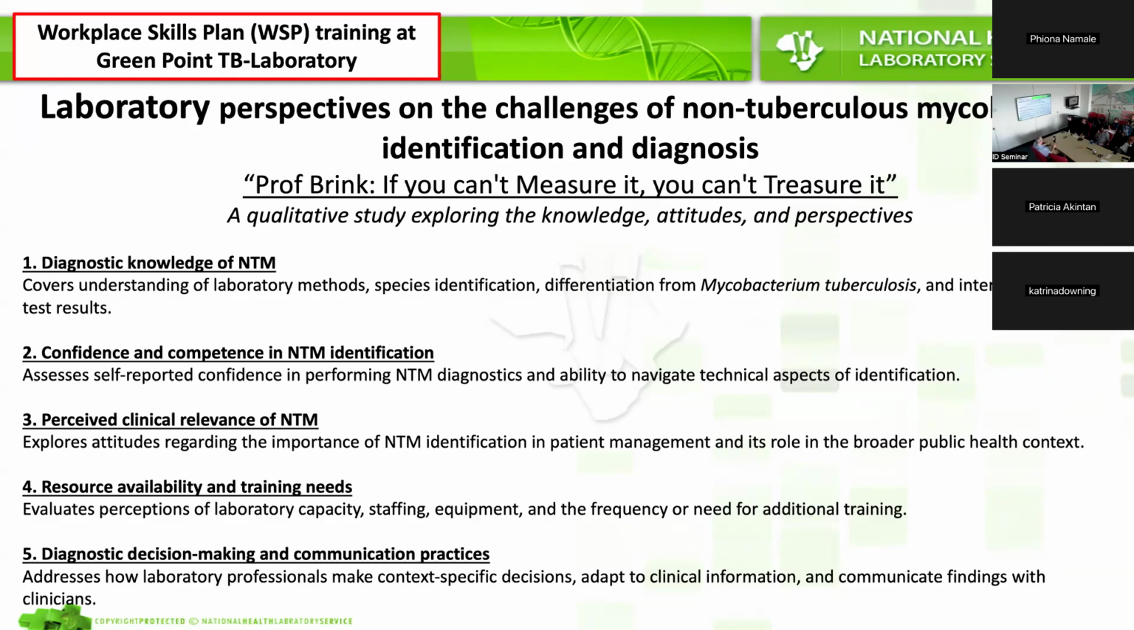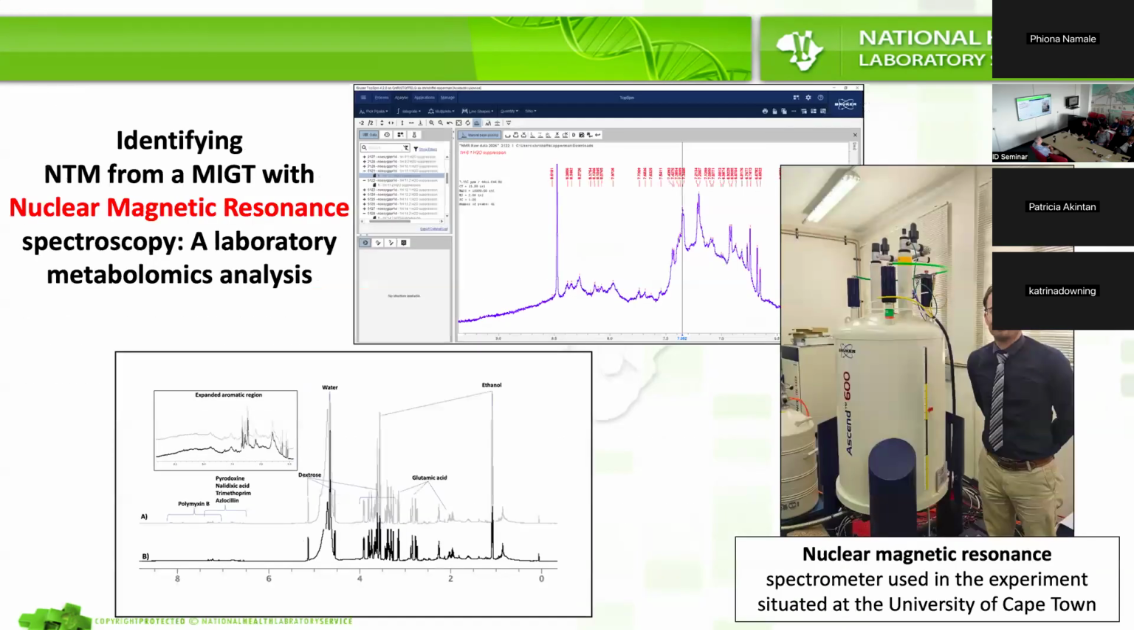There are 5 domains. We are looking at their diagnostic knowledge, their confidence, and their competency in identifying these organisms. Do they feel that we are training them well? Do they feel like we have the right resources? And do they think we are making the right communication to the doctors and the health workers as well? So if that comes into your inbox, please spend a few minutes and help us get that information.